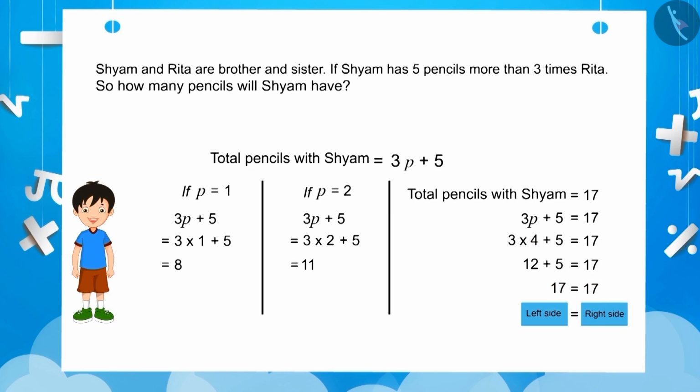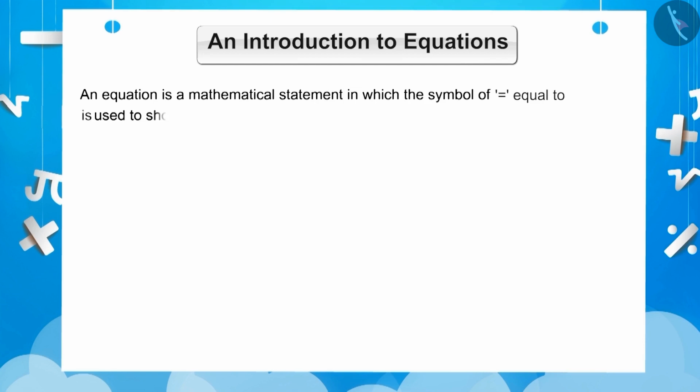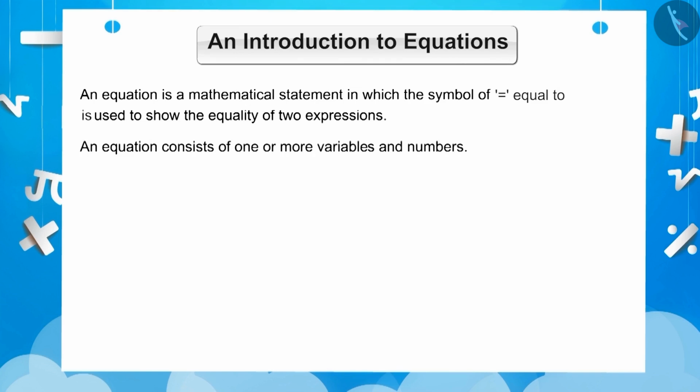Now, let's understand what an equation is. An equation is a mathematical statement in which the symbol of equal to is used to show equality of the two expressions. An equation consists of one or more variables and numbers. For example, 6m plus 1 is equal to 13. This equation tells us that the sum of 6m and 1 is equal to 13.